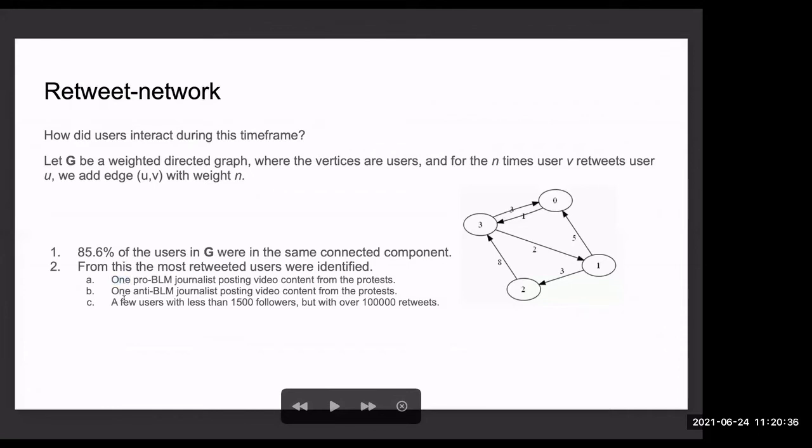What was also interesting is that there are a few users that did not have a lot of followers, but were retweeted a lot. So the question from this is basically, how does this happen? How does a user with 1,000 followers get a tweet retweeted over 100,000 times? How does the diffusion process of this sharing look?